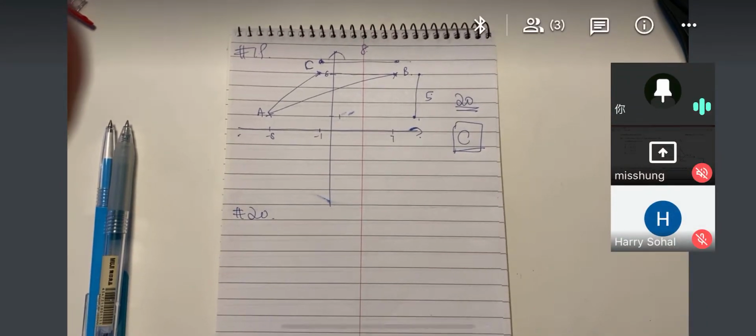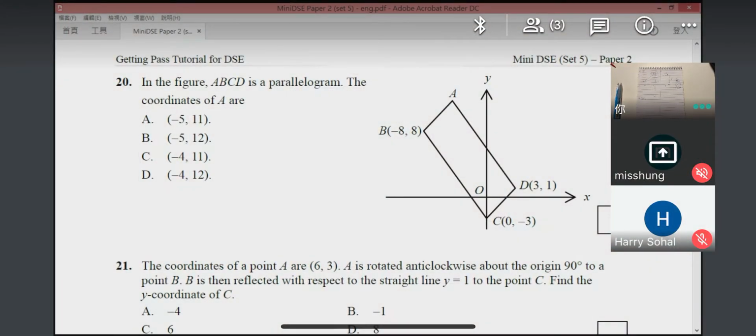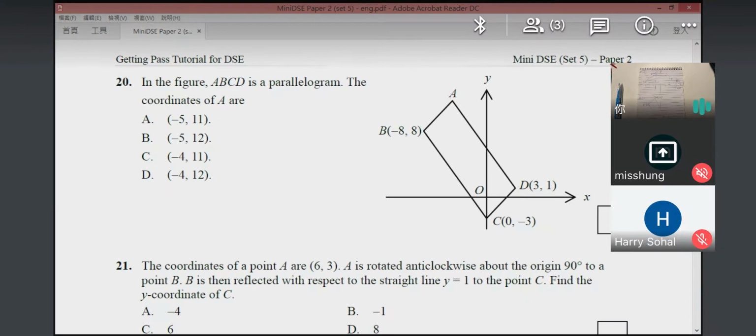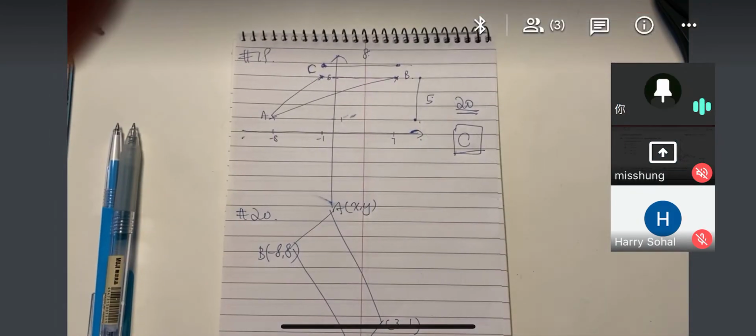Okay, there is a parallelogram. Parallelogram means the opposite sides have the same slope. When there is a parallelogram like this, let A be (x, y), then B is (-8, 8), C is (0, -3), and D is (3, 1). I'll copy the things here and then find the coordinates of A.